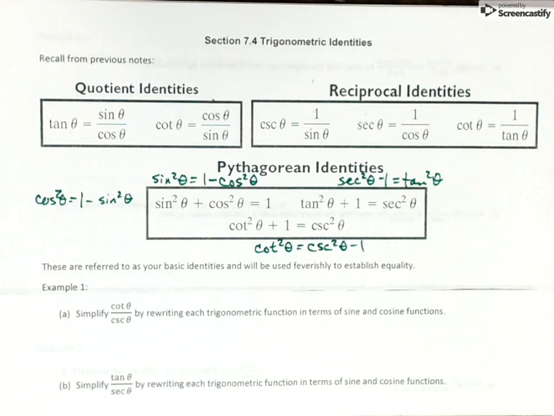different identities that we can use, 6 different identities that we can use in Pythagorean identities for substitution.